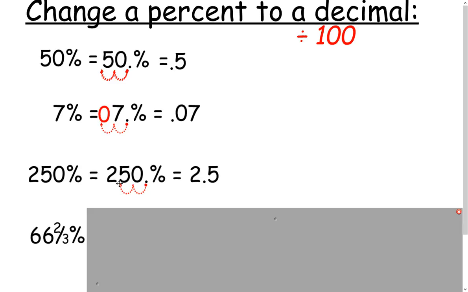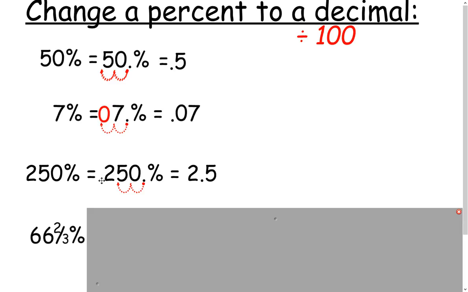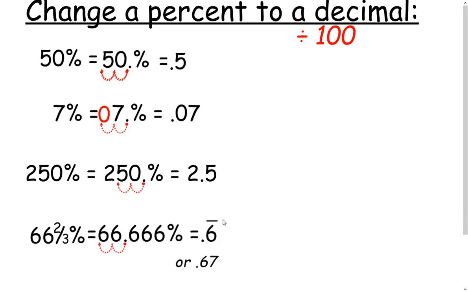And I just want you to realize, some people think you move the decimal to the very front, and you don't. You just move it over 2 every time. Remember, 100% is the same as saying 1 whole. So 250% is giving us 2.5 whole. Lastly, we have 66 2/3%. We're going to write 66 2/3 as a decimal, 66.6 repeating, and then we'll move that over 2, and we end up getting 0.6 repeating, or 0.67 as our decimal.